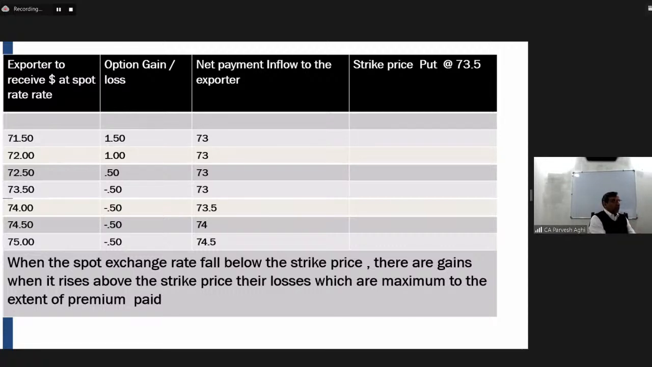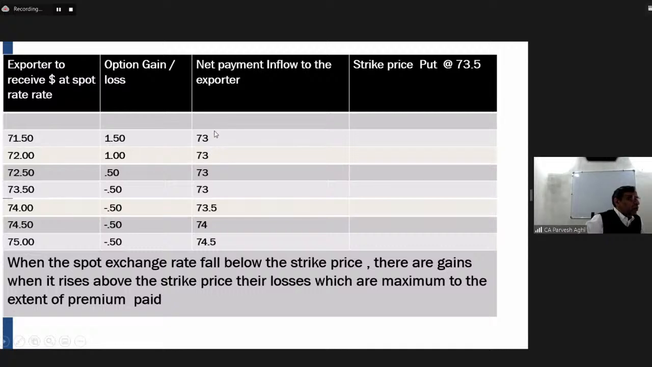This gives you the dollar at various rates: 71.5, 72, 72.5. Which means, as an exporter, you will be very happy if the dollar closes at a very high level. If it closes at a lower level, he is not happy, but his happiness will be restored because he starts making money in the option contract. Though he's receiving money at 71.5, he's getting 1 rupee 50 paisa as option gain. So his net is 73.